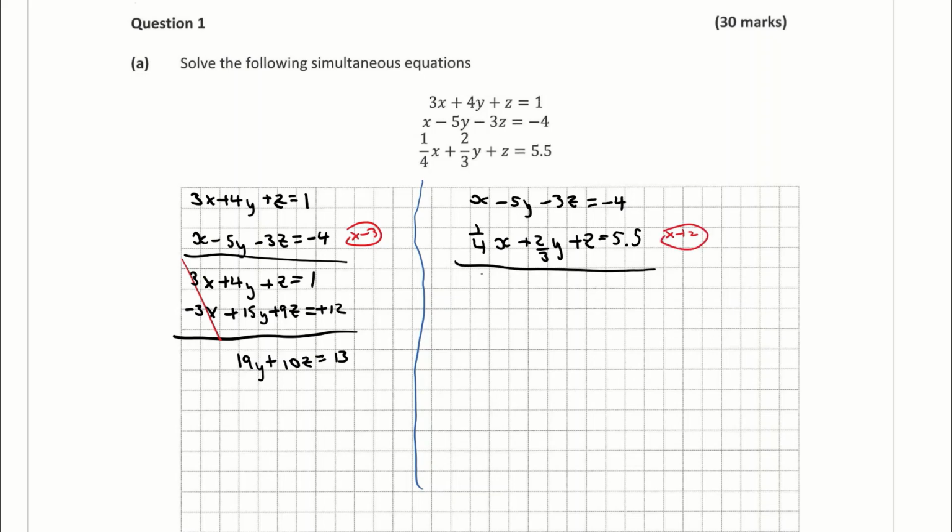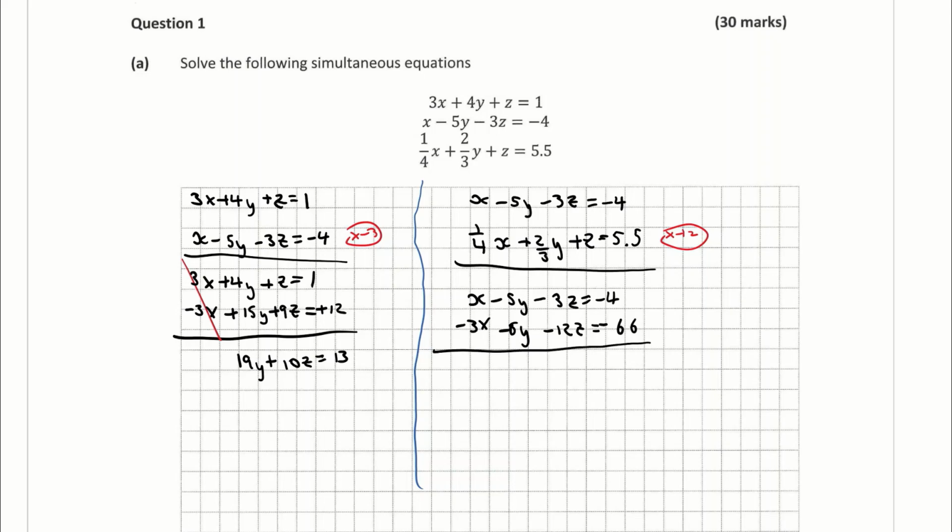Which is giving me, on the top remains the same, x minus 5y minus 3z is equal to minus 4. And what I could do here, instead of multiplying across just by 12, I'm going to multiply across by minus 12. And that's going to give me minus 3x minus 8y minus 12z is equal to minus 66. So I'm multiplying across by that minus.